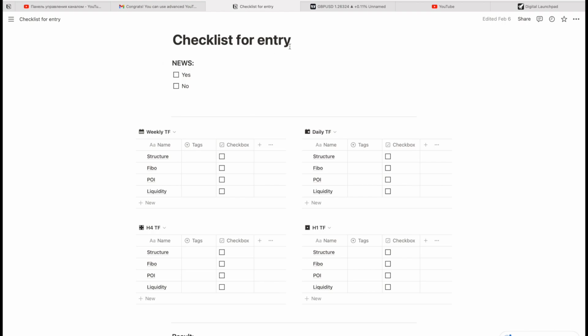Now let's get into explaining these points. This checklist is designed for intraday trading but can be updated to your trading strategy.